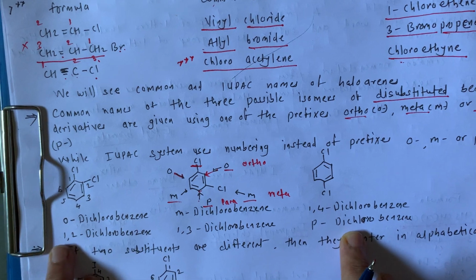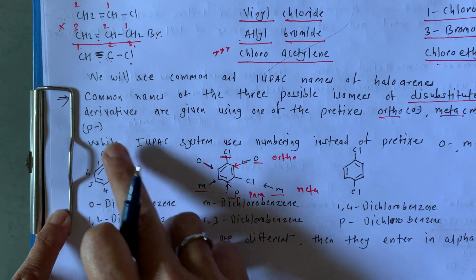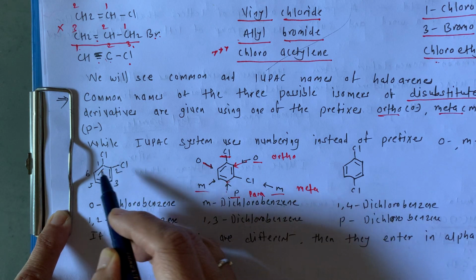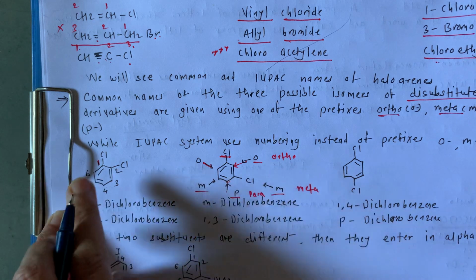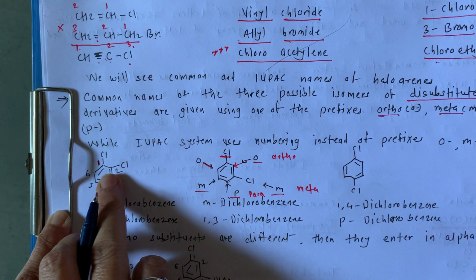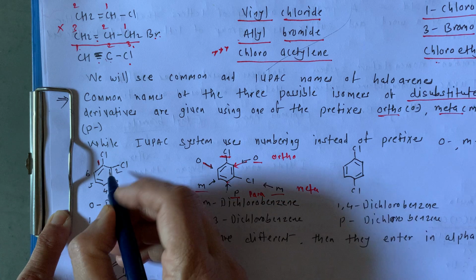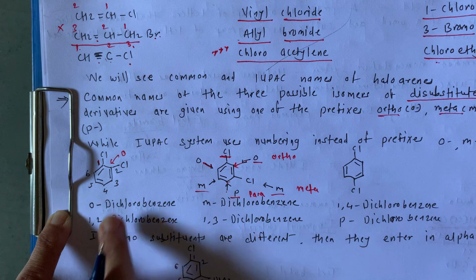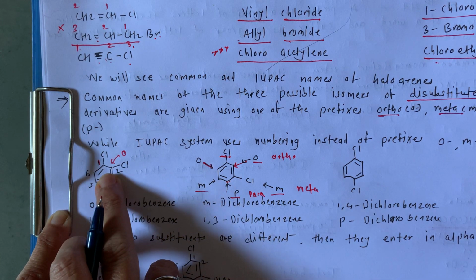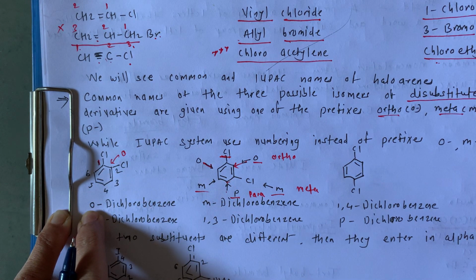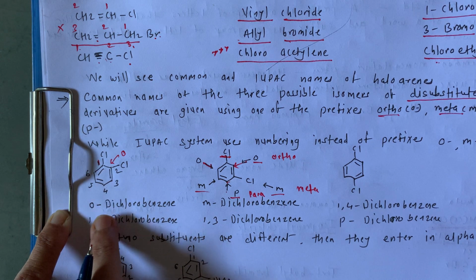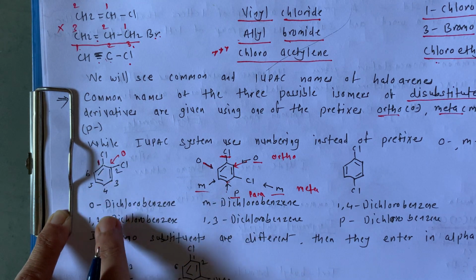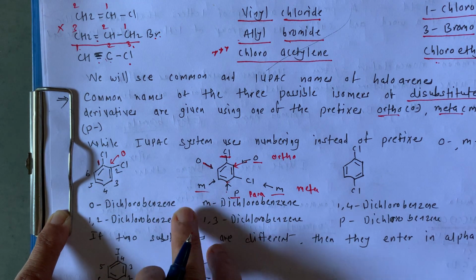Now see here, the first example. There are 2 chlorines on this benzene. Suppose we give number 1 to this one. With respect to this, the other is on the second position. In the common nomenclature system, this position is known as ortho. There are 2 chlorines, and this chlorine is on the ortho position, so we write o-dash here. Then this is dichlorobenzene, 2 chlorines attached to benzene. This is the common name.